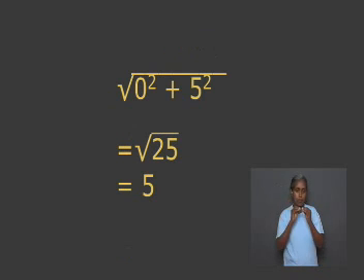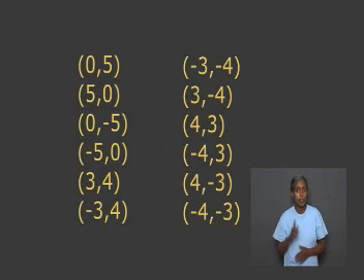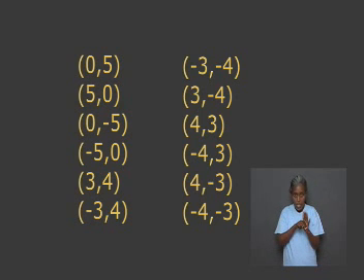0 squared plus 5 squared equals 25 as well. The square root of 25 is 5. Therefore, 0, 5 is also one of the values of the column vector. Here is the complete list. Did you remember to include negative values as well, students? Great work. You are showing a good grasp of column vectors.